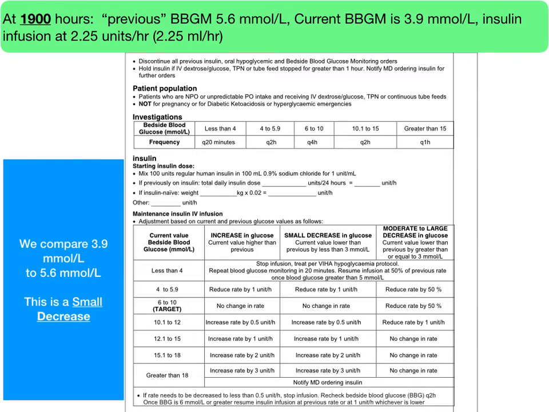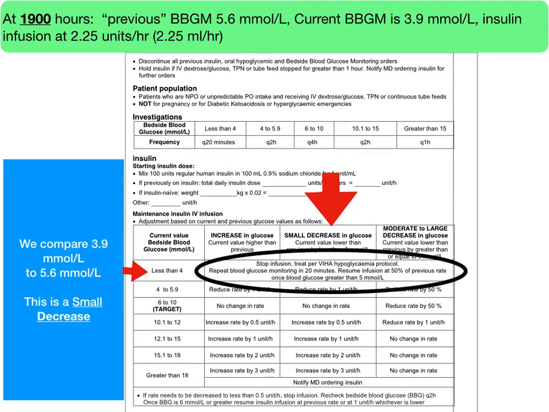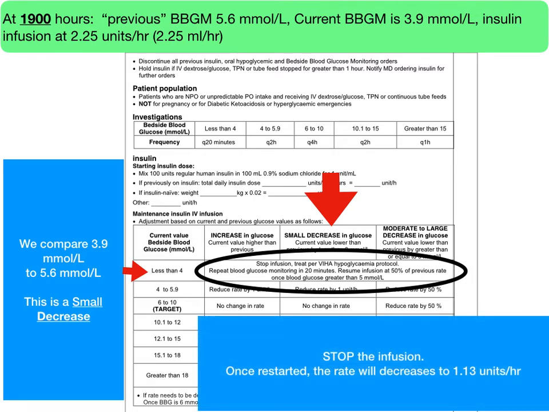At 1900 hours, when you take the BGM, it's 3.9. When we compare the numbers, we realize that this is a small decrease in glucose. But we also realize that blood glucose is less than 4, which means that we need to stop the infusion, treat as per VIHA hypoglycemia protocol, and repeat blood glucose monitoring in 20 minutes. We'll resume the infusion at 50% of the previous rate once the blood glucose is greater than 5 millimoles per liter. Once the infusion is restarted, the rate will decrease to 1.13 units per hour. We're also rechecking the blood glucose in 20 minutes.